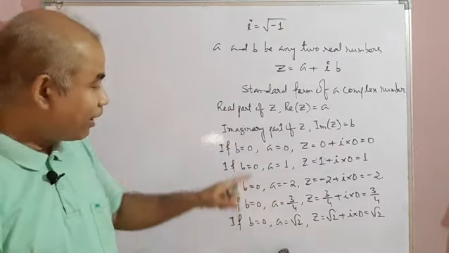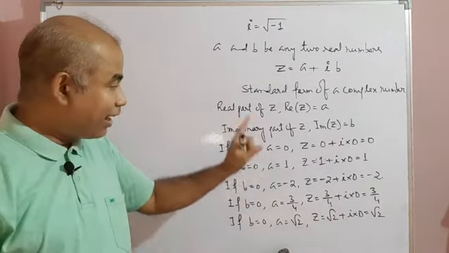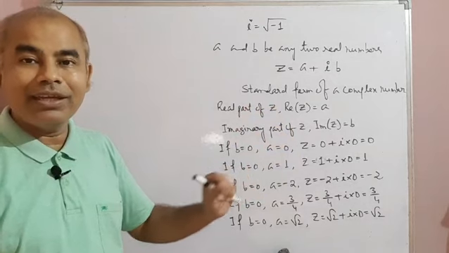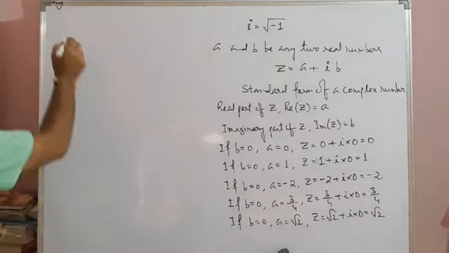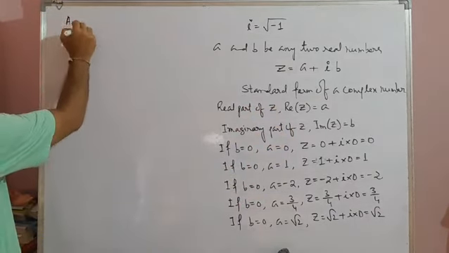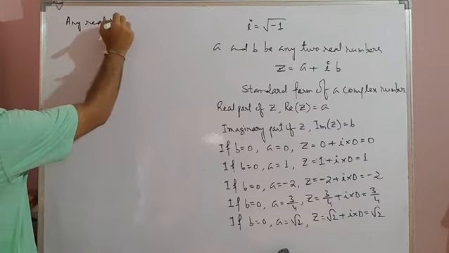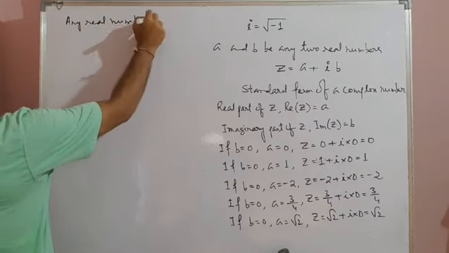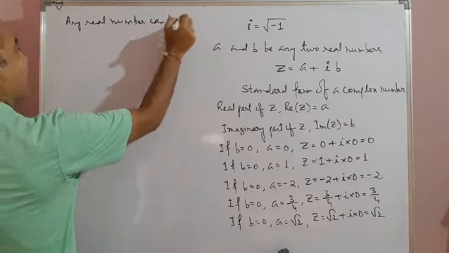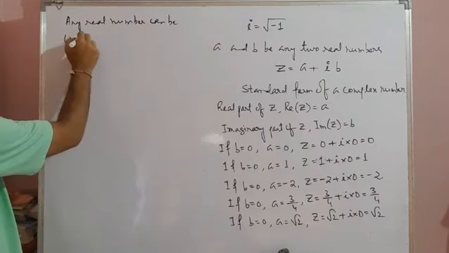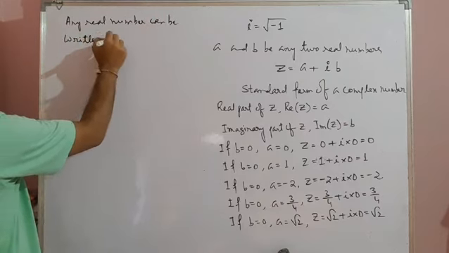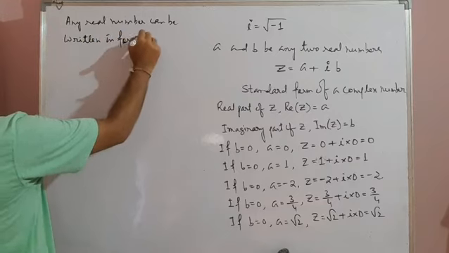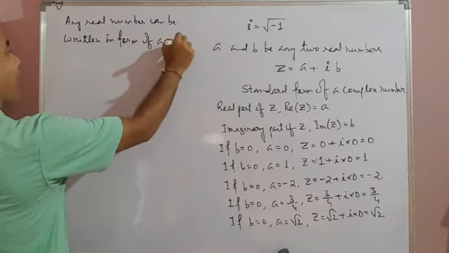So what I have observed here is that any real number can be written in the form a plus ib.